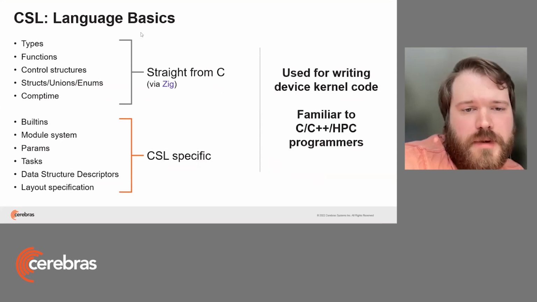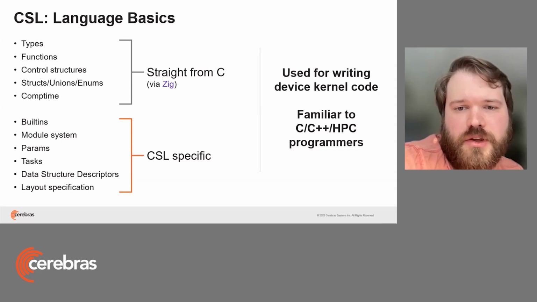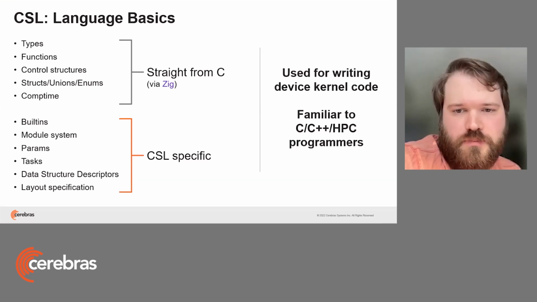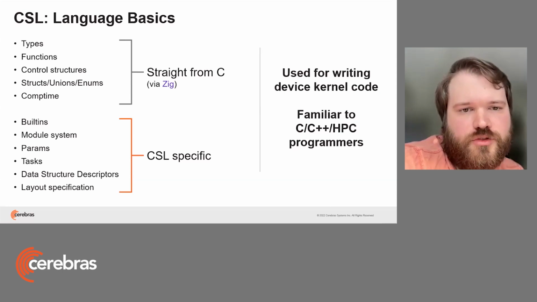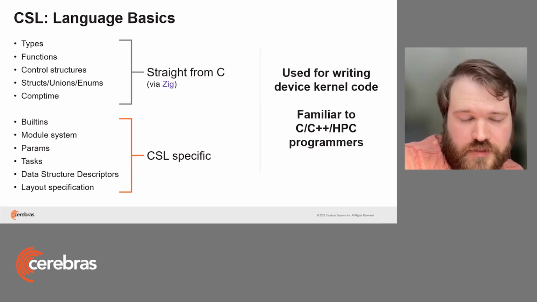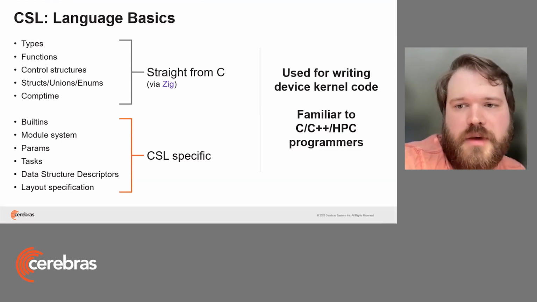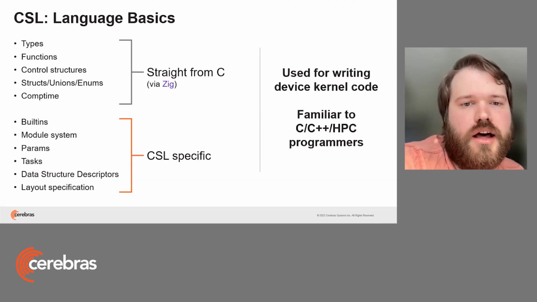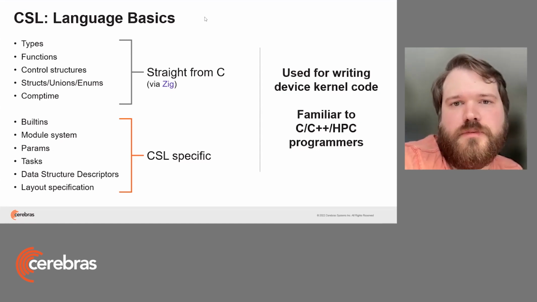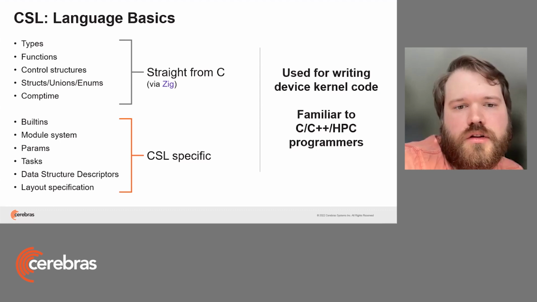So just real quick about the language. It should be generally familiar to C, C++, HPC programmers. We take a lot of things straight from C via a language called Zig, and everything you would expect in a modern language. Certainly a much nicer and friendlier type system than C. And then a bunch of CSL-specific things that really allow you to get the most performance possible out of the wafer.